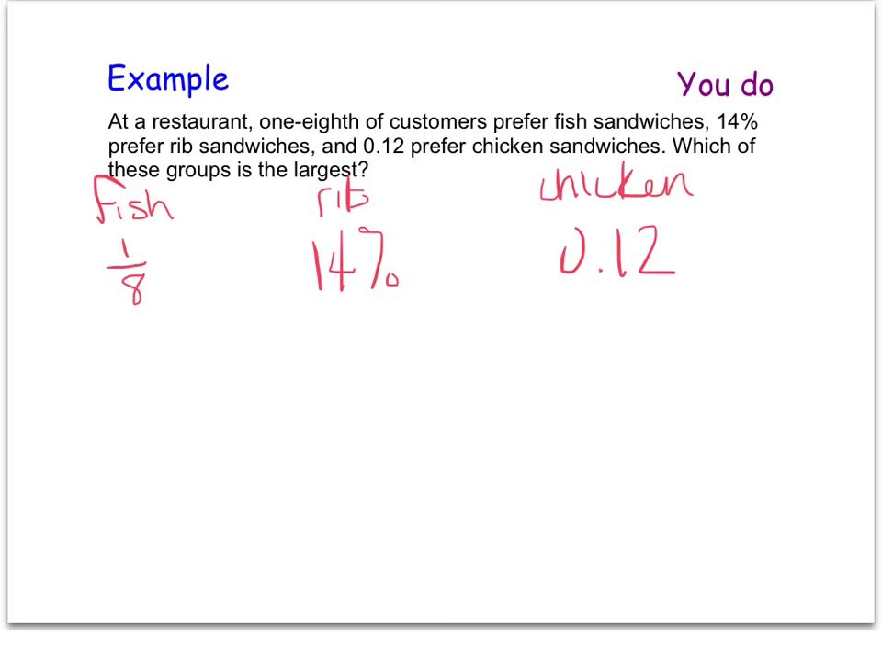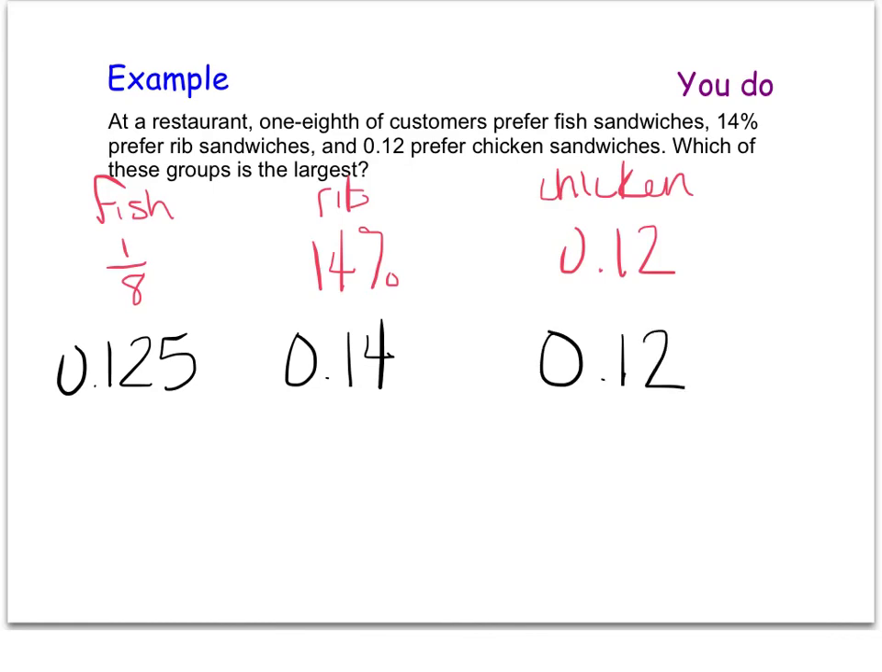Usually fractions are probably not going to be the most efficient way to do this, because if you compare them in fractions, you'll need to get a common denominator. So what I would recommend is I would either do percents or decimals. So 1/8 as a decimal, you should have found to be 0.125. Rib sandwiches, 14% as a decimal would be 0.14. And chicken, of course, is already in decimal as 0.12. So I could compare it in decimal format, 0.125, 0.14, and 0.12. As you can see, your rib sandwiches is the most popular.